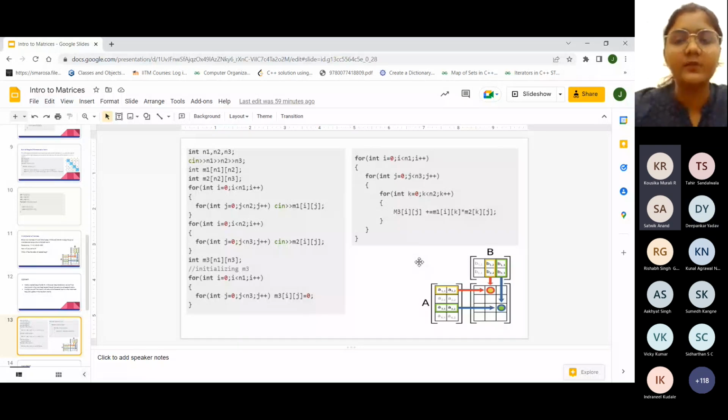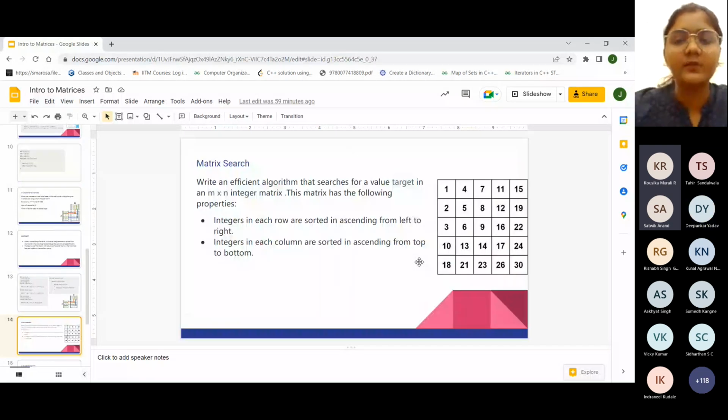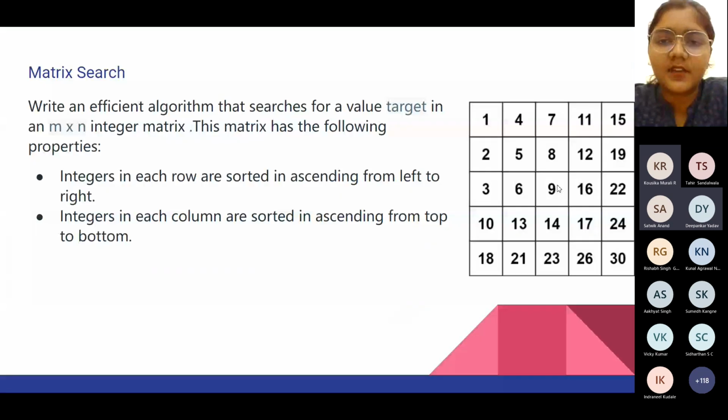Okay. So the question starts with the matrix search. You have been given a matrix of m into n size, and you have to search for a value called target. So you have to search for the value target in the matrix of size m cross n. But the matrix has some special properties.